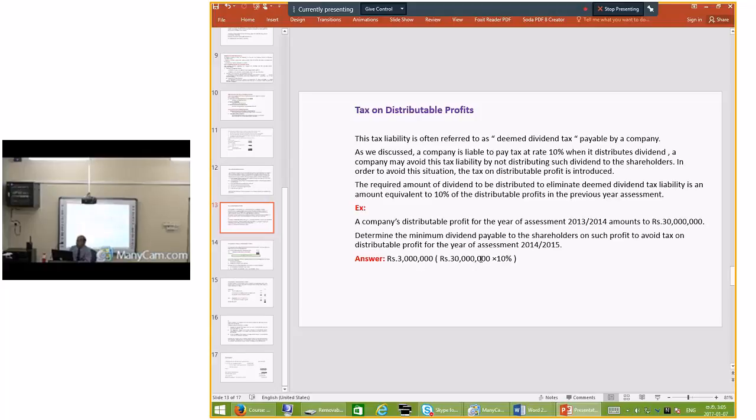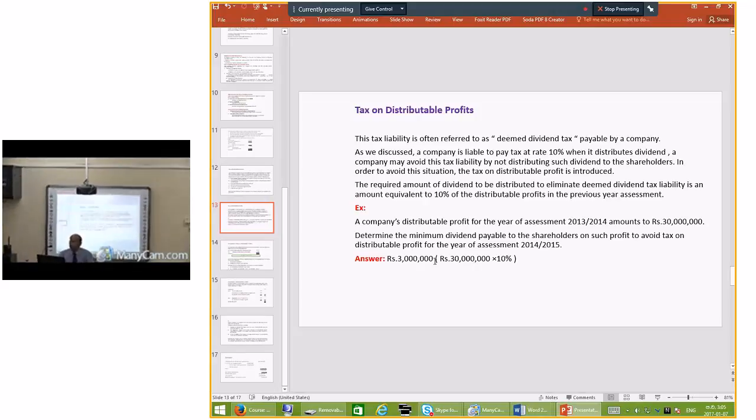If the company has declared at least 1/10, then to avoid the deemed dividend tax on the distributable profit of 30 million, they should have declared at least 3 million. That means 1/10 of the 30 million is equal to 3 million. In this situation, if the company paid 300,000 applying the rate of 10%, that is, if they have paid 300,000 of dividend tax, no further dividend tax arises.